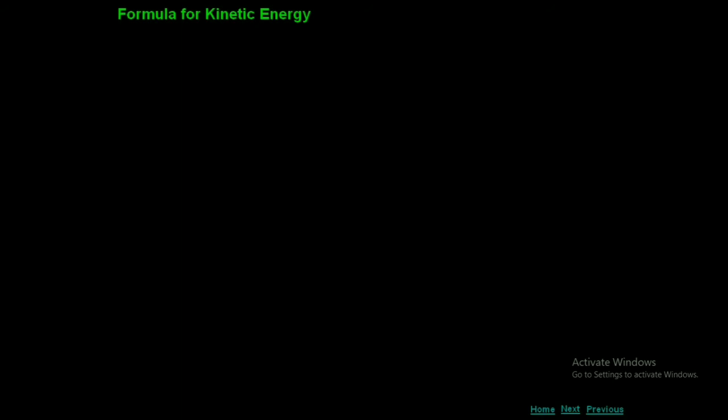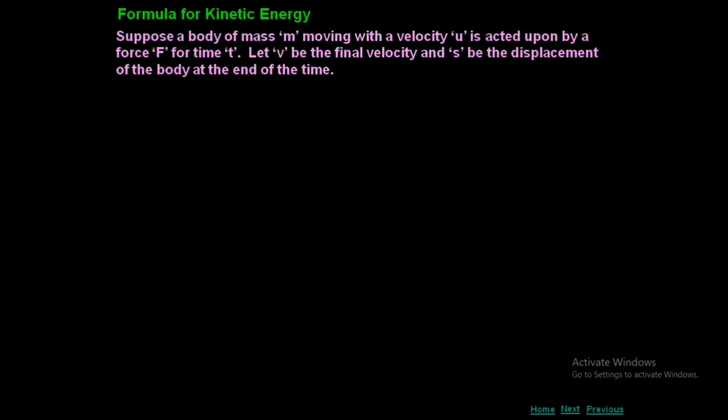now let us discuss the formula of kinetic energy, which we have discussed in class 9th. Students, there was a very famous formula of kinetic energy, that is half mv square. Kinetic energy is equal to half mv square, where m is the mass and v is the velocity. Then we will derive this formula.